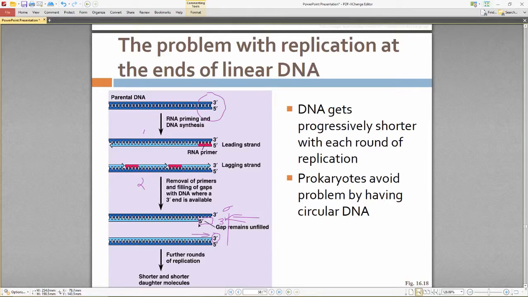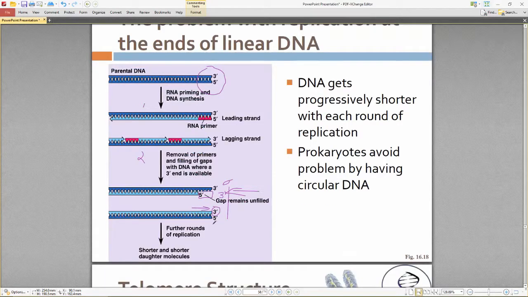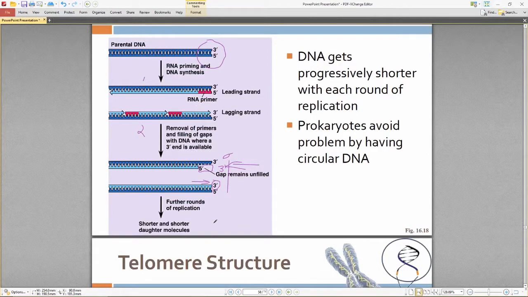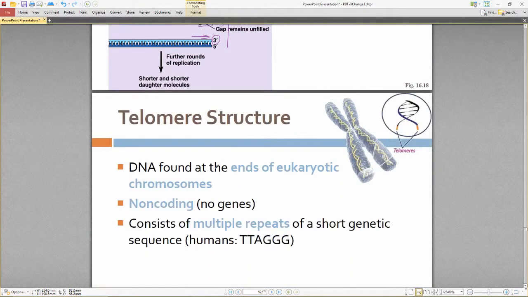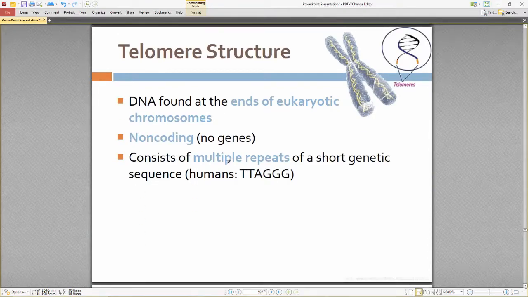So DNAP1 can't come and fill this gap. So what happens? This gap can't be filled. So we just lose information? No. What we have are something called telomeres. They're non-coding and they consist of multiple repeats of a short sequence, and they're found at the ends of eukaryotic chromosomes.